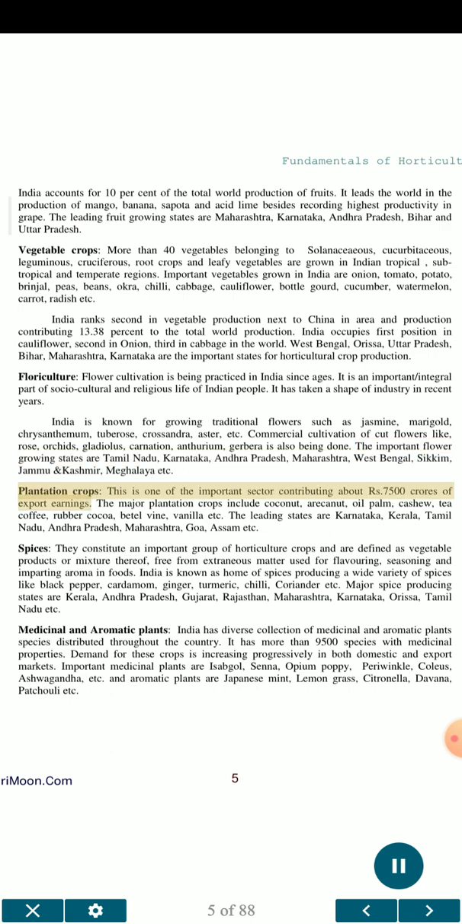Plantation crops. This is one of the important sectors, contributing about 7,500 crore rupees of export earnings. The major plantation crops include coconut, arecanut, oil palm, cashew, tea, coffee, rubber, cocoa, betel vine, vanilla, etc. The leading states are Karnataka, Kerala, Tamil Nadu, Andhra Pradesh, Maharashtra, Goa, Assam, etc.